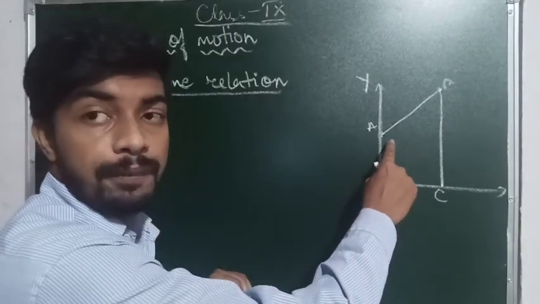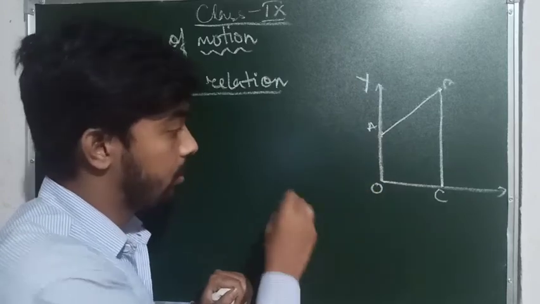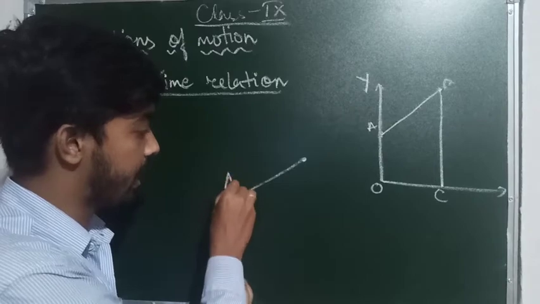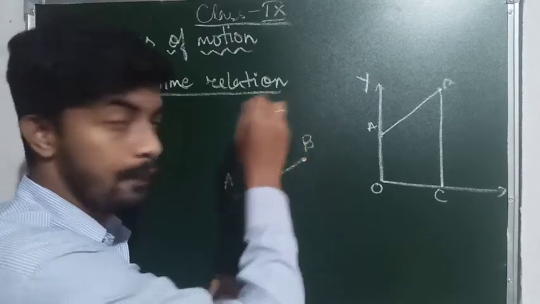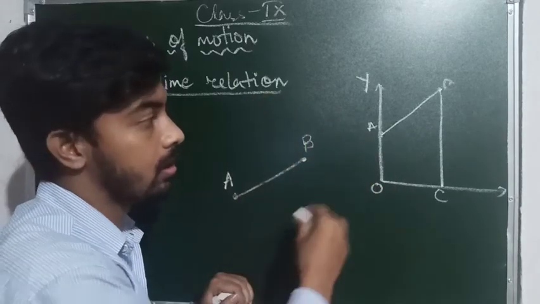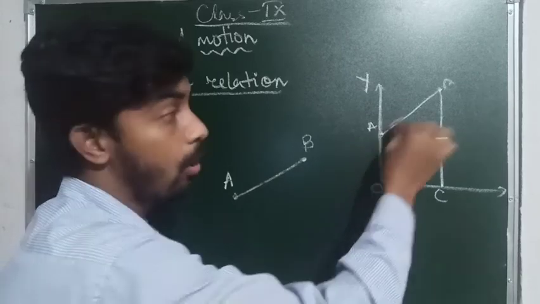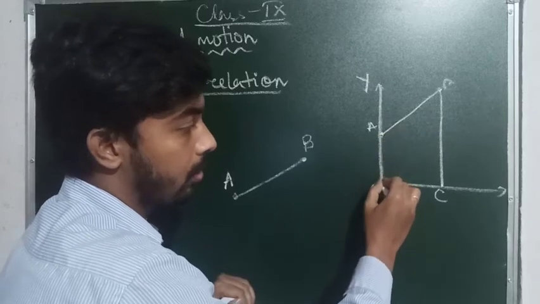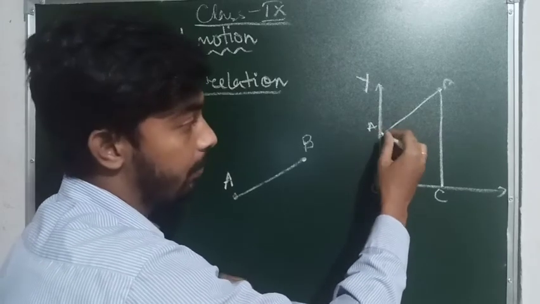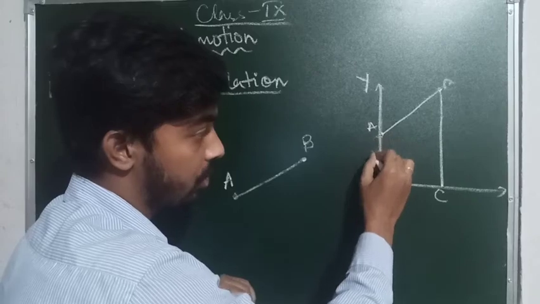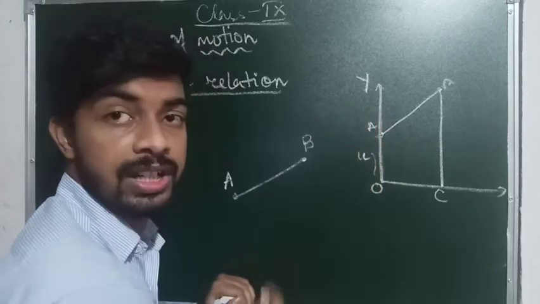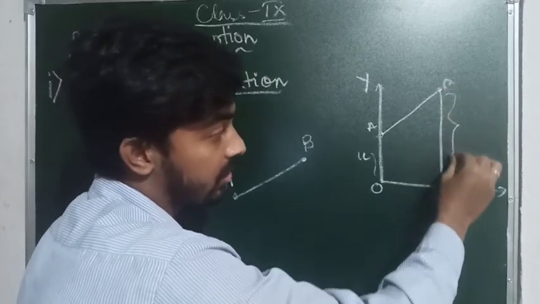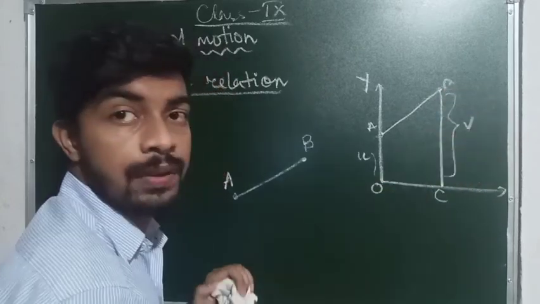Now here in this graph, if an object moves from one point to another, this is the starting point, this is the finishing point, the last point, then A is the initial point, B is the final point. So here, this is the initial point, that means this much is taken as initial velocity u. B is the final point, this much is the final velocity v.